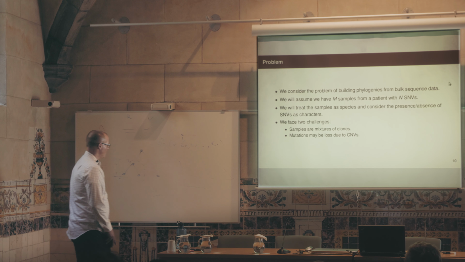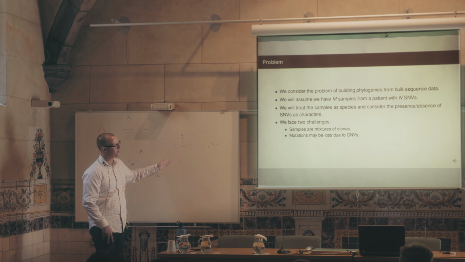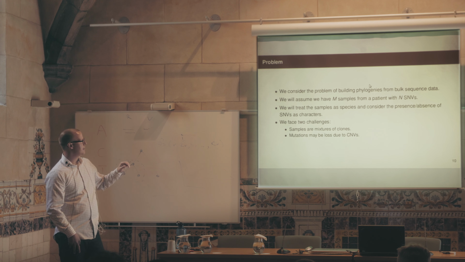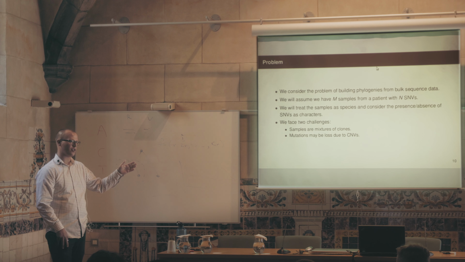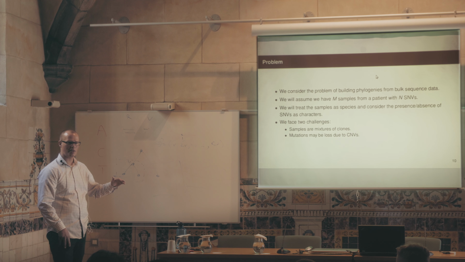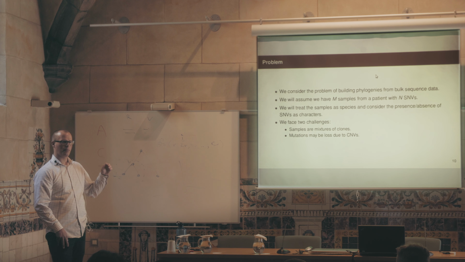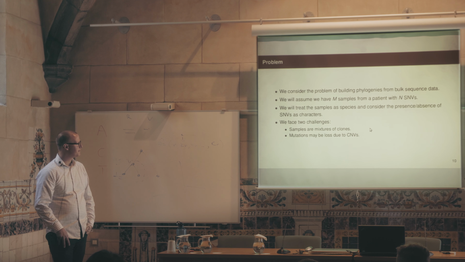What we're going to do is assume that we have these M samples from the same patient with SNVs, right? Roughly, the entries of this matrix should be the presence or absence of the mutations. But actually what we will encode is the probability that a mutation is present in the sample, right? We'll come back to that in a second.